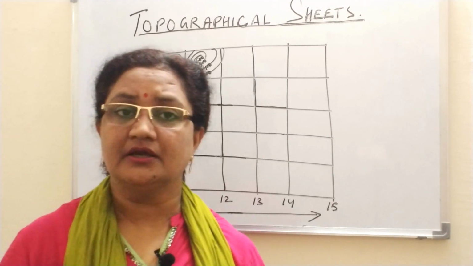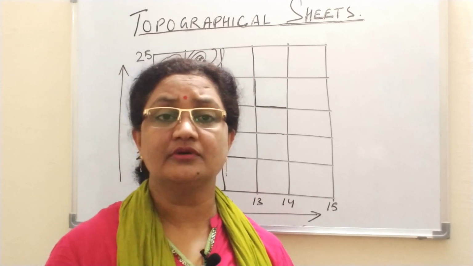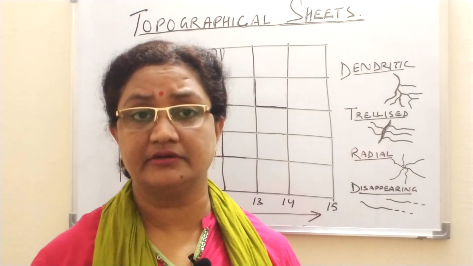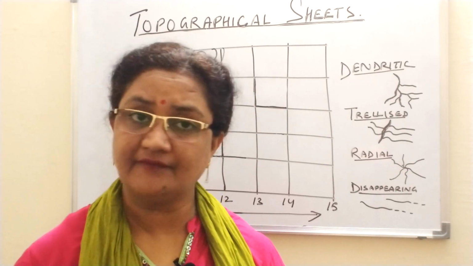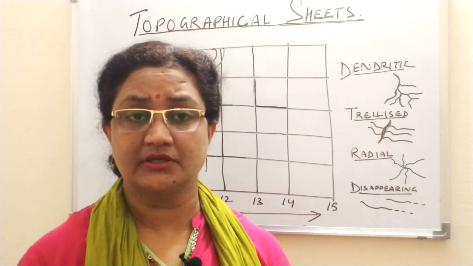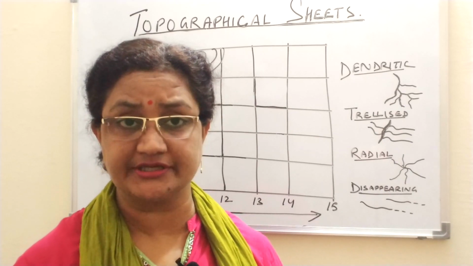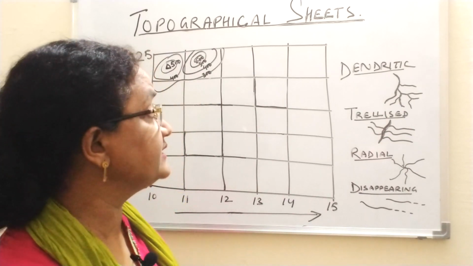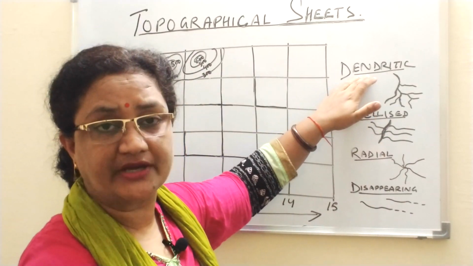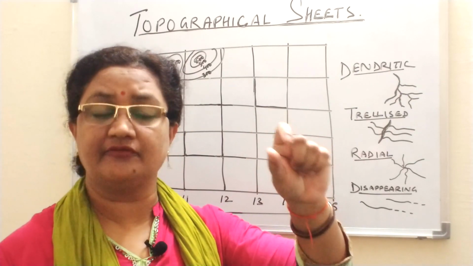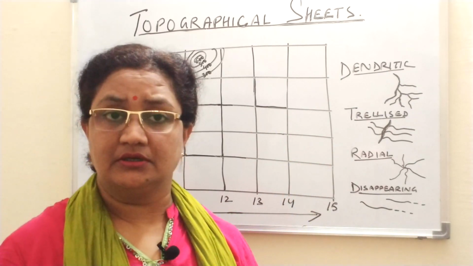Now basically, the drainage pattern is of 4 types. Now children, what are the different drainage patterns? We have to study here the 4 different types of drainage patterns we can find in the topographical sheets. The first most important one is the dendritic drainage pattern. Dendritic. One term is there which you can easily relate here.